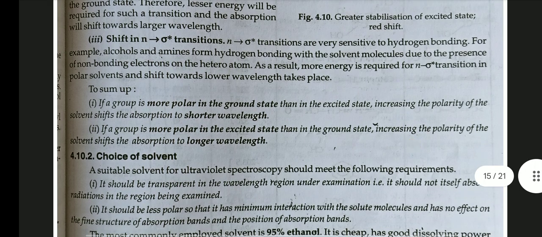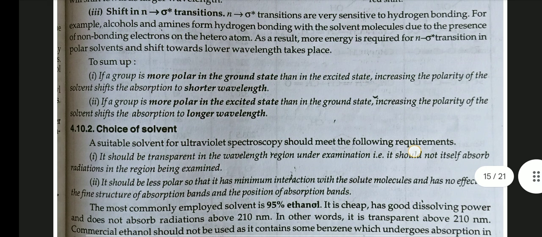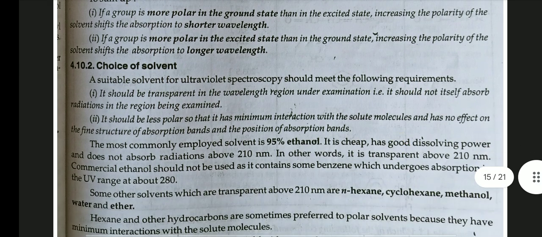To sum up, if a group is more polar in ground state than in excited state, increasing the polarity of solvent shifts the absorption to the shorter wavelength. If a group is more polar in excited state than in ground state, increasing the polarity of solvent shifts the absorption to longer wavelength. Choice of a solvent. A suitable solvent for ultraviolet spectroscopy should meet the following requirements.